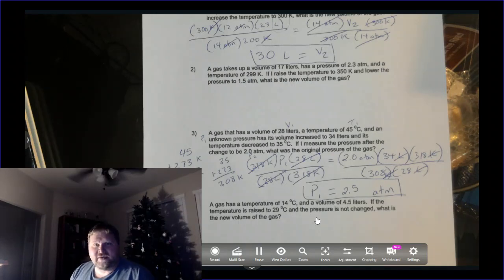All right, well that's it. That's combined gas law. So take a look at this, practice a few of them, check it with a key, and ask your teacher for help if you need some further clarification. But this is the combined gas law.